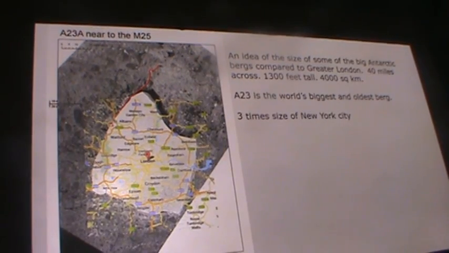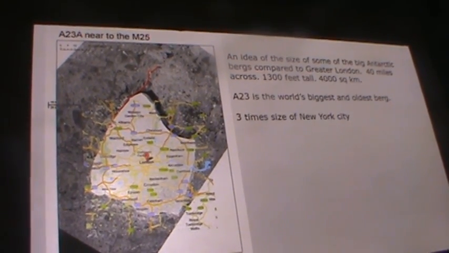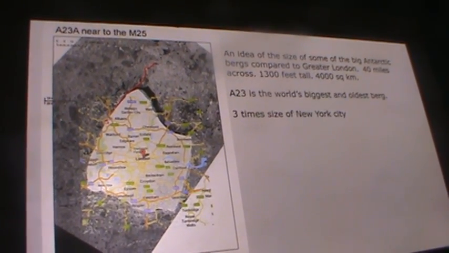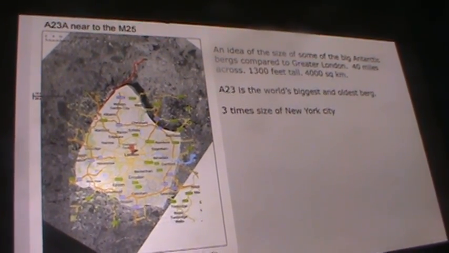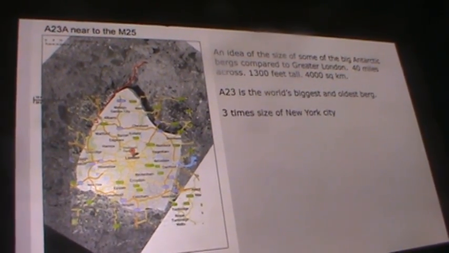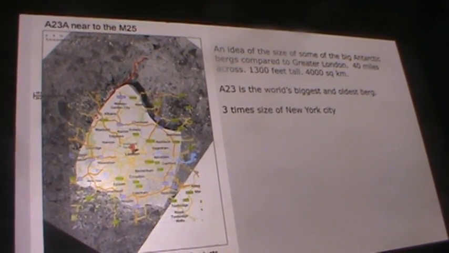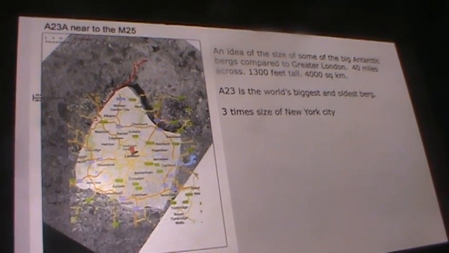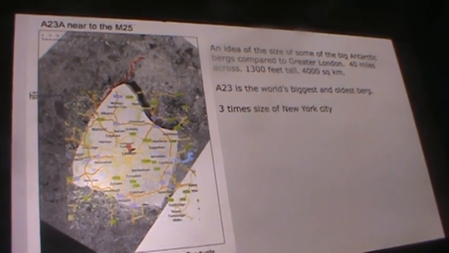So the name of the berg comes from a classification system from the US National Ice Center. And it divides the continent into different quadrants. You've got A, B, C, and D. And this was the berg we were looking for a couple of years ago. This was the A23A, and this is a bit confusing in some ways, but it just tries to give you a size of how big the iceberg was. So there's a map of Greater London superimposed onto the iceberg, and you can just see how big that iceberg was. It was the biggest and the oldest berg in Antarctica.